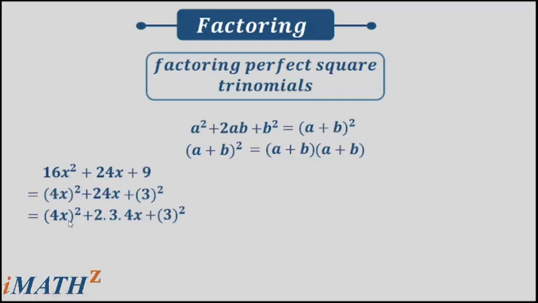Remembering that 4x is a and 3 is b, the factors would be 4x plus 3 all squared. Again, a in this case was 4x and b in this case was 3, and all we did was plug that into that equation, and we got 4x plus 3 all squared, which is the same as writing a plus b all squared.